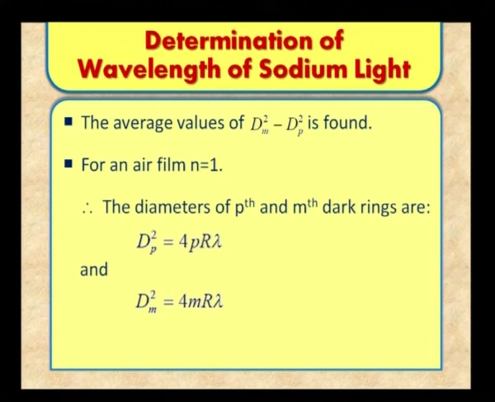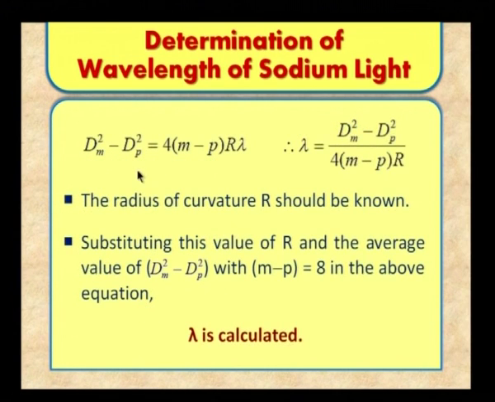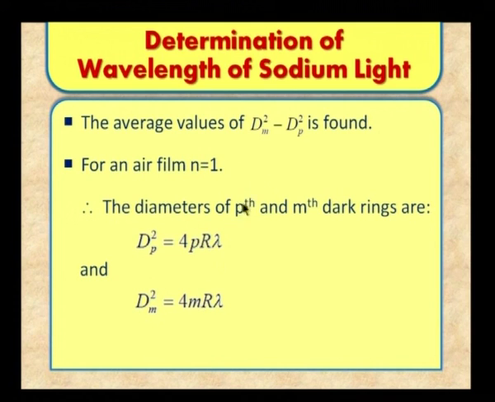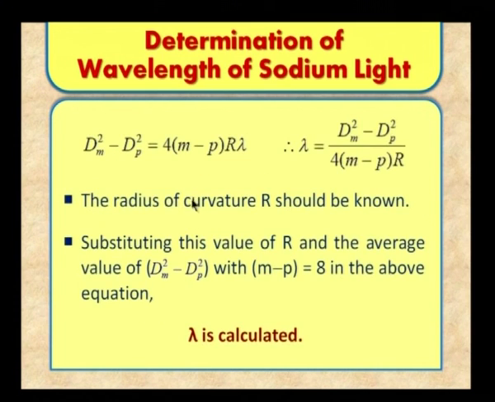Okay. Then you have got the expressions now. Now, dm square minus dp square, obvious subtraction, you have got p minus m or m minus p. So, m minus p into R into lambda. Therefore, lambda will be equal to dm square minus dp square divided by 4 into m minus p into capital R. These things are taken to the denominator. That gives the wavelength of the monochromatic source.